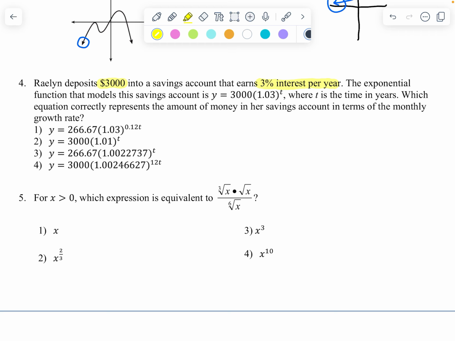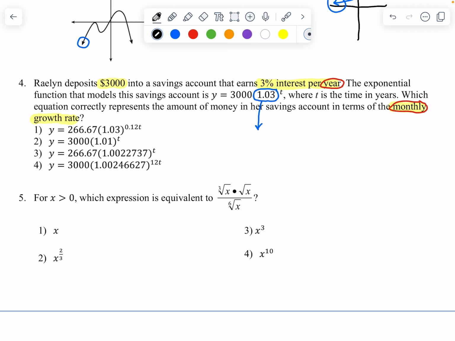The exponential function that models this savings account is given, where t is the time in years, which the account correctly represents the amount of money in her savings account in terms of the monthly growth rate. So what's happening here is we are changing the rate from years to months. In this case, we're not really focusing on everything that the equation is talking about. We're only focusing on this piece right here.